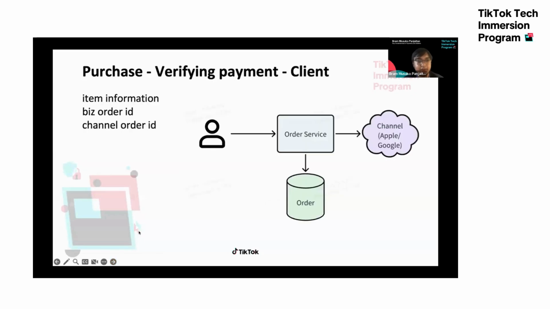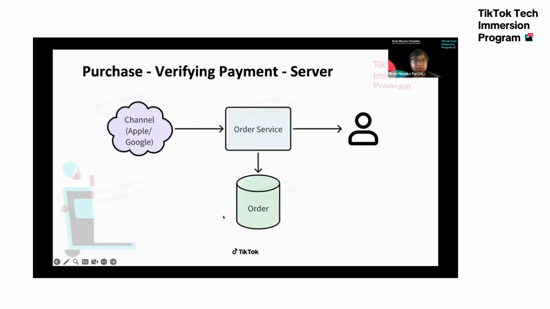Next one. Okay, so there are two ways to do the verify payment. The first one is by client side. So users can post a request if they think that they already have the payment detail. They can pass the item information like business order ID and channel order ID. And we, as the order service, will call the channel, Apple or Google. We will try to check if the user information is correct. If it's correct, we can translate the order to success.